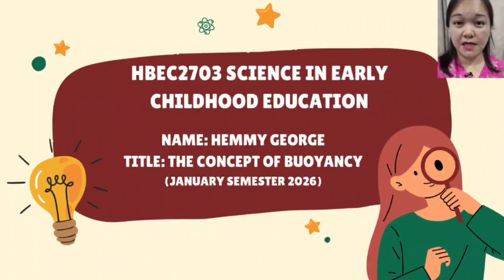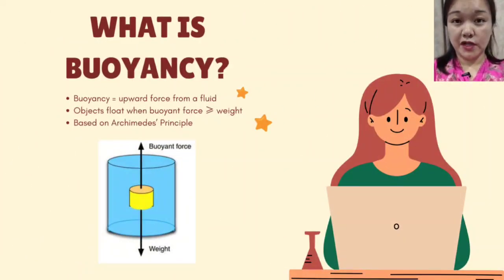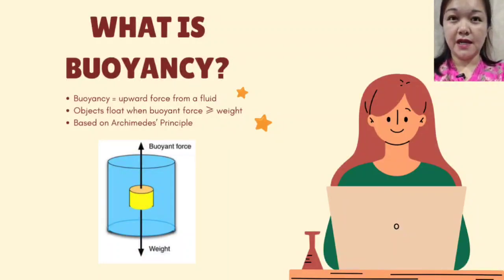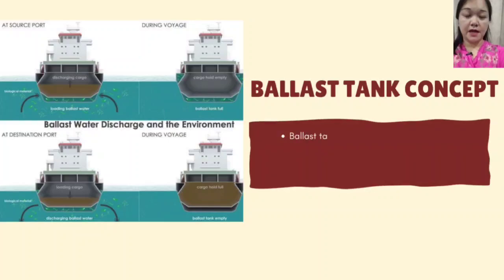Today I will explain the concept of buoyancy and how the balance tank helps ships to maintain stability in water. What is buoyancy? Well, buoyancy is the upward force exerted by water on an object. According to Archimedes' principle, the buoyant force acting on an object is equal to the weight of the water displaced by that object. The balance tank concept.